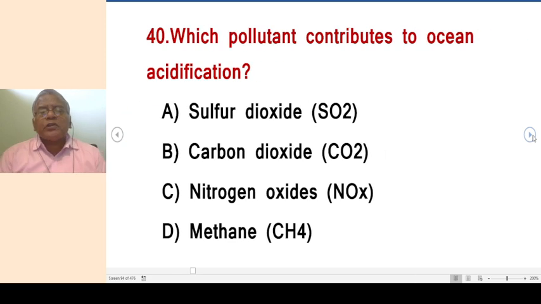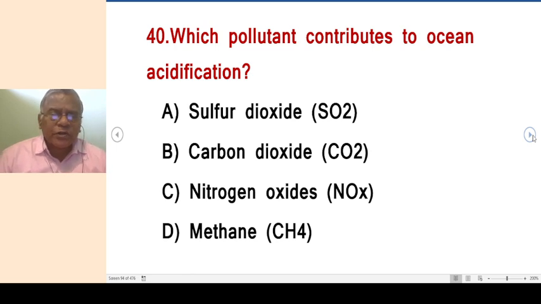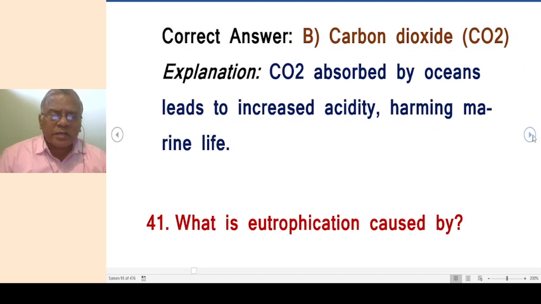Which pollutant contributes to ocean acidification? Among the 4, which is the right one? That is carbon dioxide. CO2 absorbed by oceans leads to increased acidity, harming marine life. All the creatures in the sea, harming marine life.